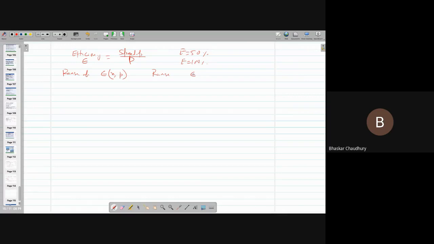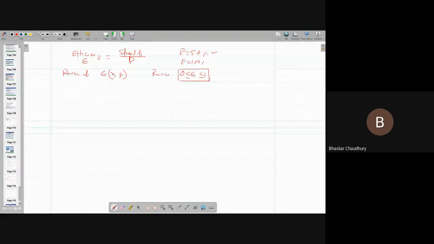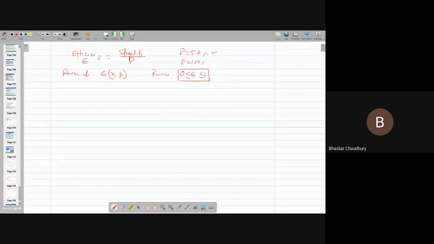Okay. Now can you tell me about the range of this epsilon? Epsilon greater than or equal to, and less than or equal to, what should be the range of epsilon? These are in percentage, but in terms of 0 and 1, right? All of you agree with these numbers? Yes. Now let's try to understand from where these numbers are coming.